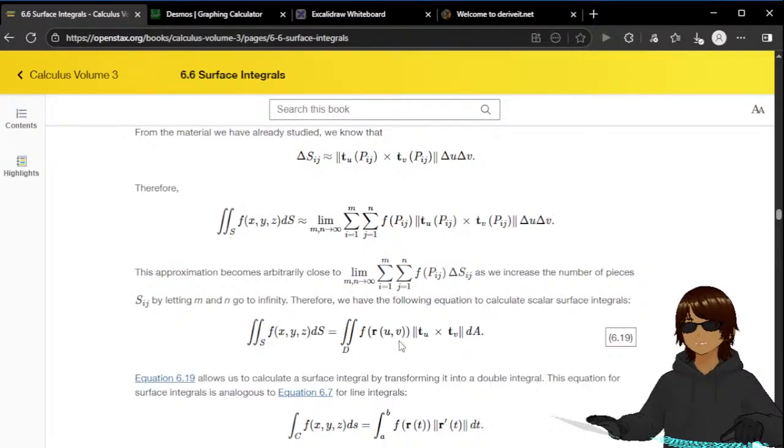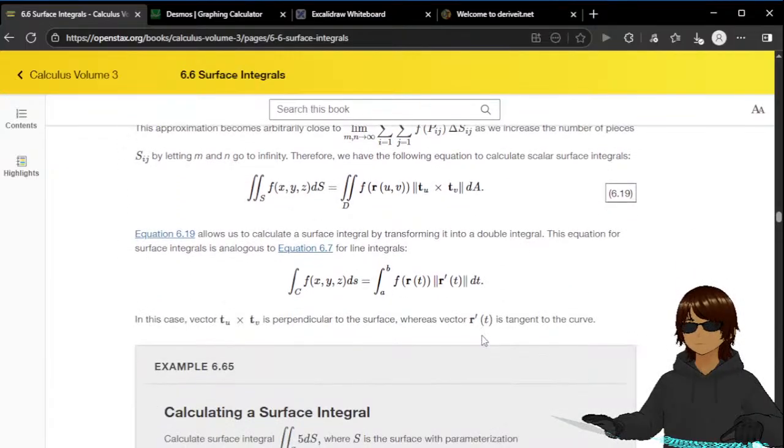So this is equal to this, f of r(u,v), times the magnitude of t_u cross t_v, dA. Equation 6.19 allows us to calculate the surface integral by transforming it into a double integral. This equation for surface integrals is analogous to 6.7 for line integrals.